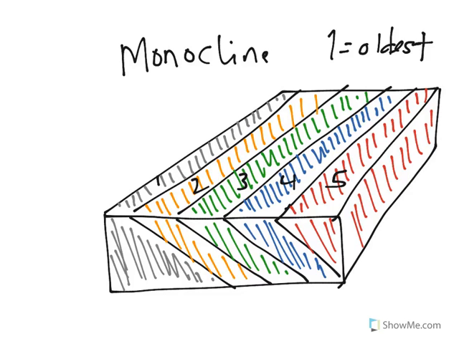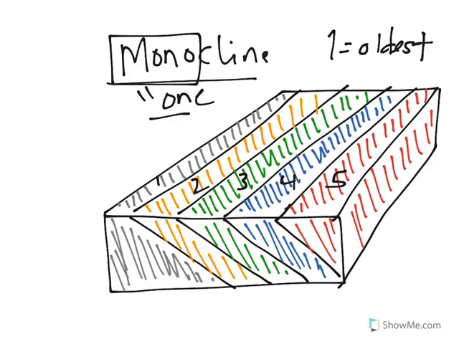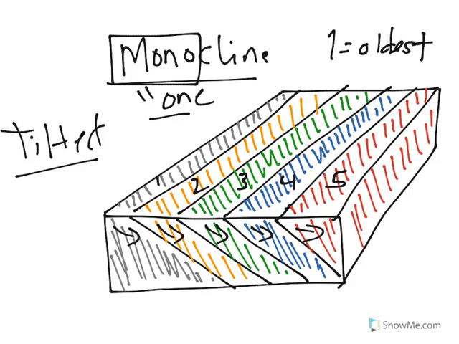Now the last basic structure is what we call a monocline. So monocline, you should notice the prefix mono. Mono means one. So in a monocline, all of our beds are dipping in one direction. So our beds are simply just tilted. That's all they are.